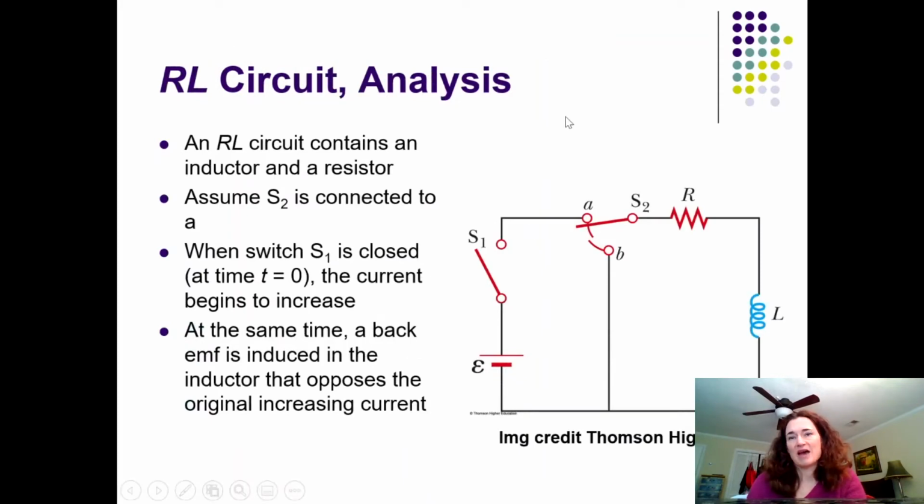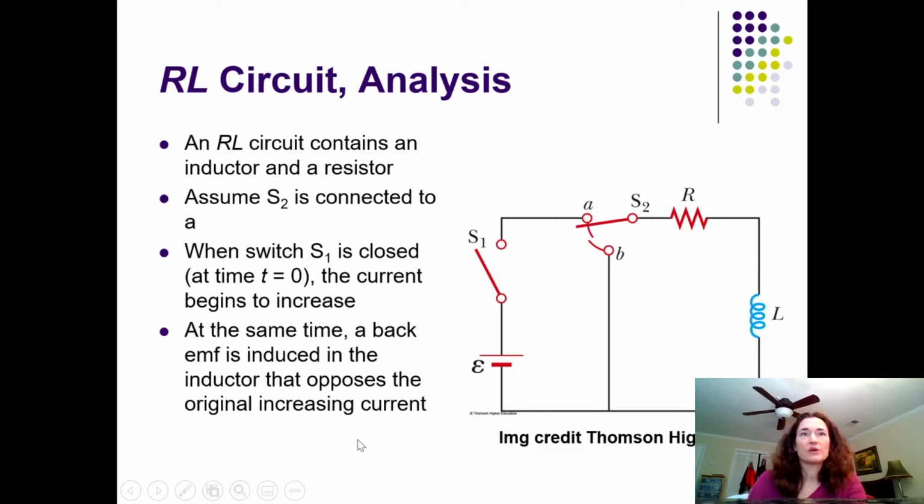So here's a little schematic of an RL circuit. You can see here that you have a battery with some EMF. You have some switches, here S1 and S2. You have a resistor and you have an inductor. So this is a pretty straightforward, simple circuit. And we're going to derive the equations for inductors and circuits based on this simple one, and then we'll talk about other things like how to add more inductors into circuits and so on and so forth.